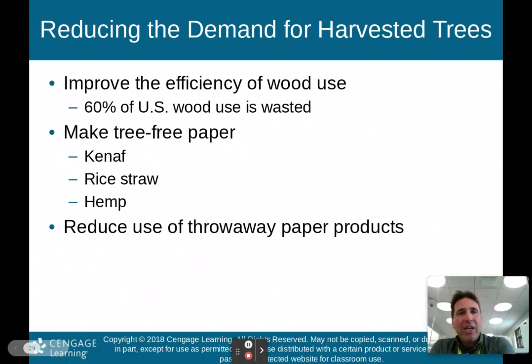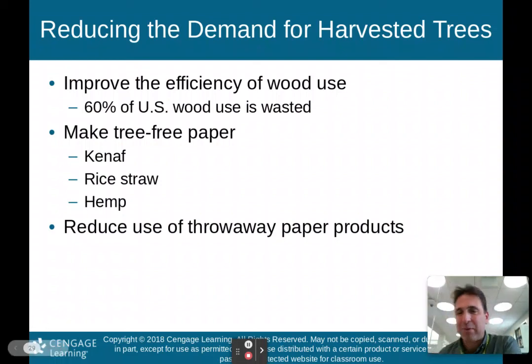In addition, we can reduce the demand for harvested trees, just another way that we can help preserve our old growth and secondary growth forests. Improve the efficiency of wood use. Right now, 60% of the U.S. wood use is actually wasted. Think about that. That's a sad number. So if we can improve the efficiency of that, well, then we will obviously need fewer trees. Make tree-free paper. All right, Kenaf, rice straw, hemp. These are all other types of plants that we can make paper from, and we don't have to kill or cut down old growth or secondary growth forests, and reduce the use of throwaway paper products.